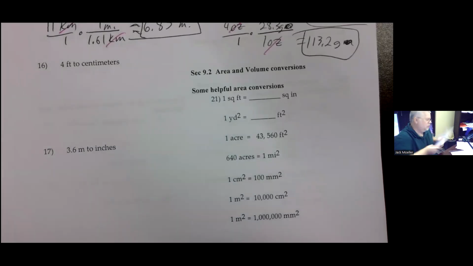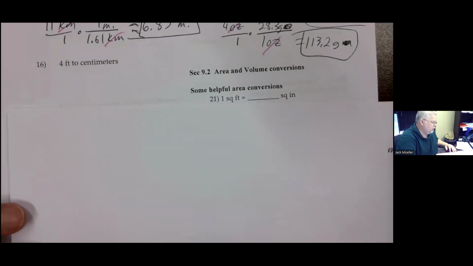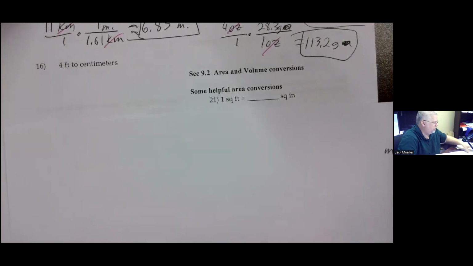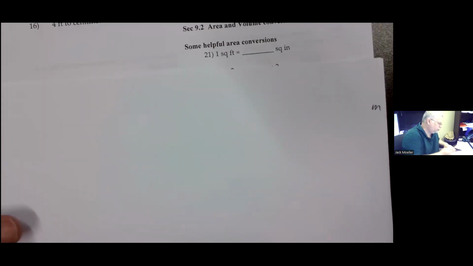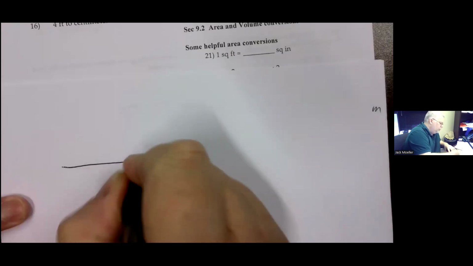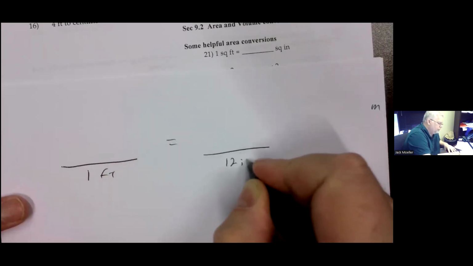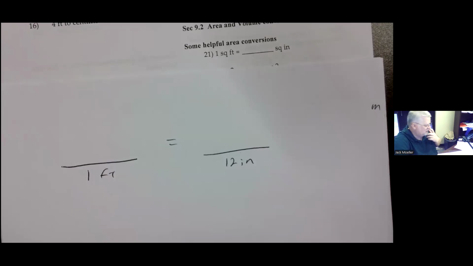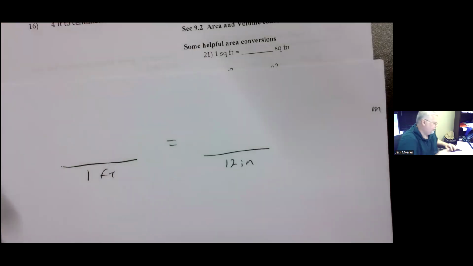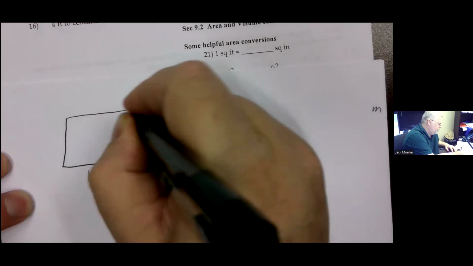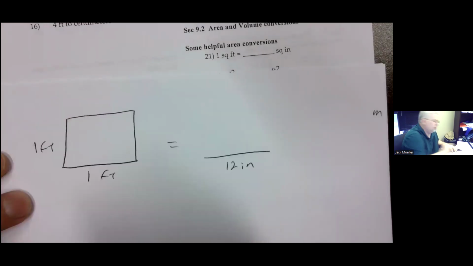A little historical note. So 1 square foot is how many square inches? Often the first response I get is 12. Let's explore where that's coming from and how that's different now that we're dealing with squares. We know 1 foot is equal to 12 inches, that's a given. But if we're dealing with a square foot, that means a square that is 1 foot on each side.